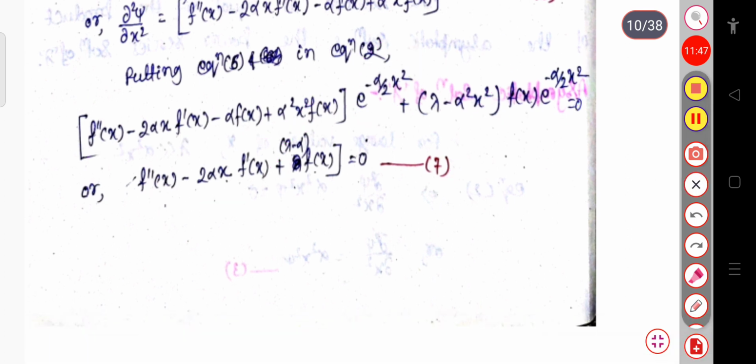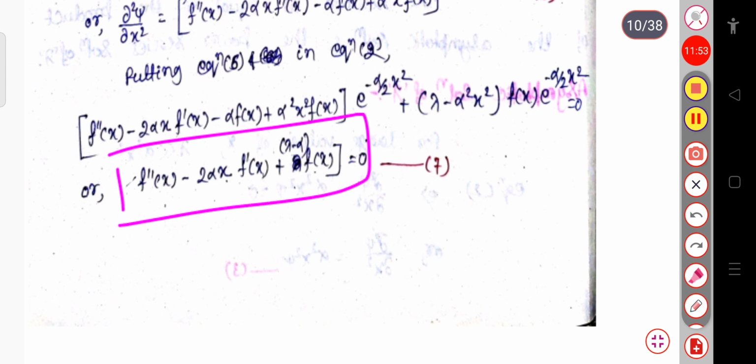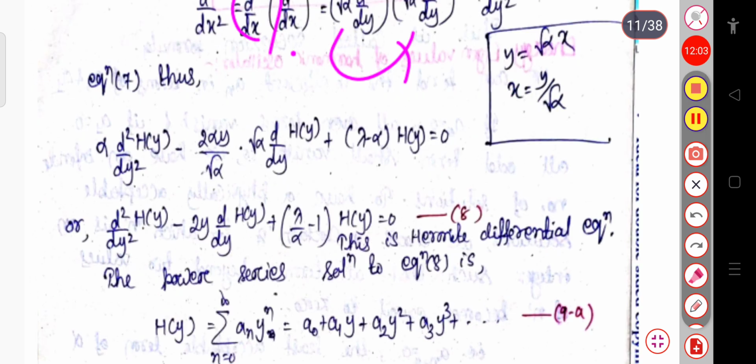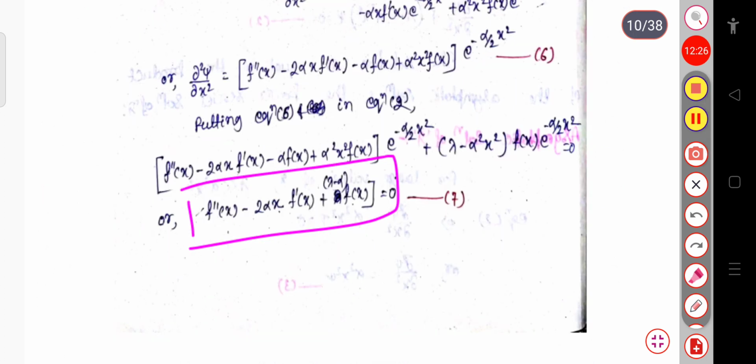So now we can write for that equation 7, this expression is quite similar to the Harmonic differential equation, that is f double prime of x minus 2 alpha x f prime of x plus lambda minus alpha into f of x equal to 0. In this equation, if we substitute the value, we will get alpha into d square by dy square of h of y, since it is the solution of the equation, minus 2 alpha y root alpha d by dy into h of y plus lambda minus alpha into h of y equal to 0. Okay. Simply we have substituted the values here.